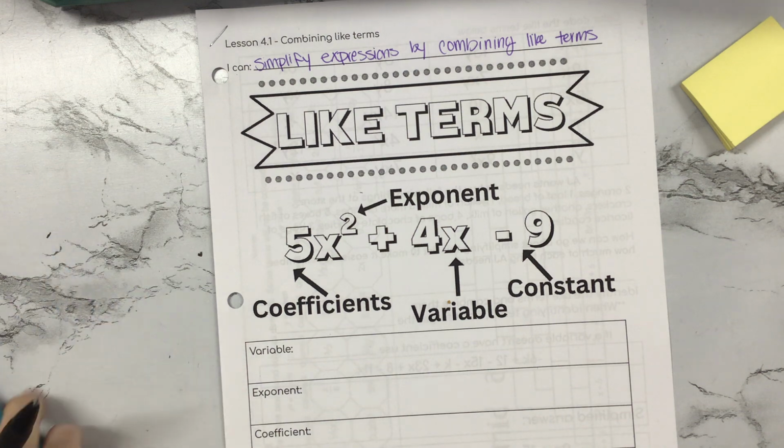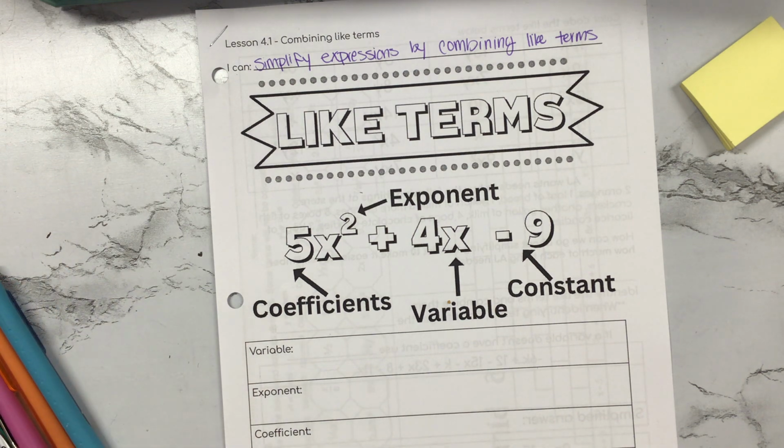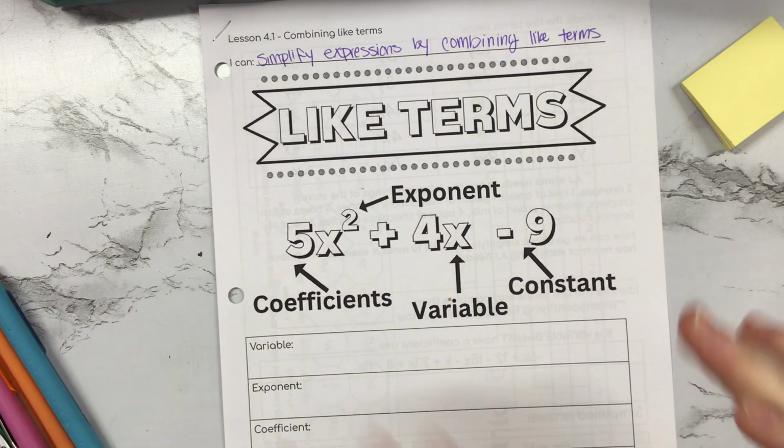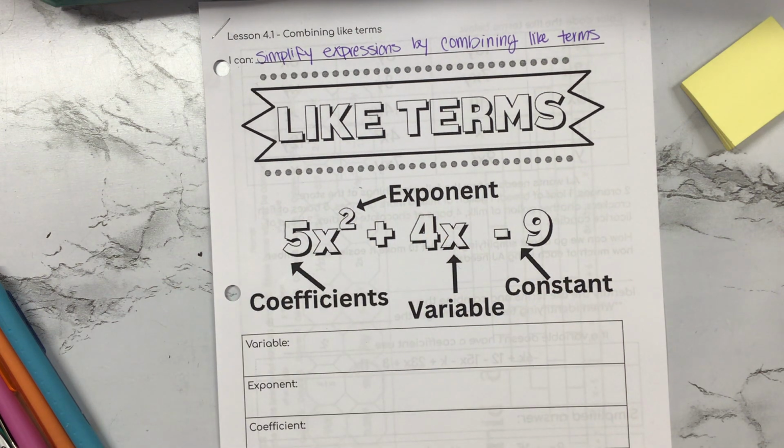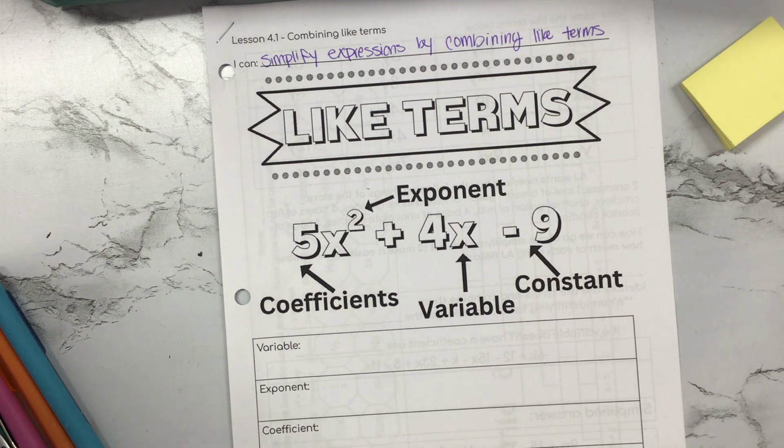Sorry, I have the hiccups. So the first part of an expression, this is an expression. See, it has different pieces, and there's no equal sign, okay? So the first thing we need to know is what a variable is.